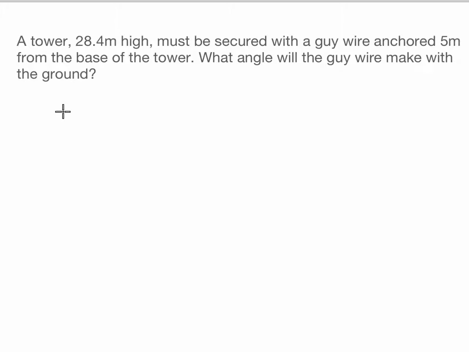Let's draw a picture. So, we need a tower. I'm going to draw a beautiful tower. Isn't that a nice tower? It says it must be secured with a guy wire anchored 5 meters from the base of the tower. All right, so here's our wire. Ran out of trackpad. So imagine that's a perfect line. 5 meters from the base. So let's put in our values. Here is 5 meters from the base. The tower is 28.4 meters high. And we can assume that the tower goes straight up out of the ground, so it's a 90-degree angle. Great, we found a 90-degree triangle, I should say.